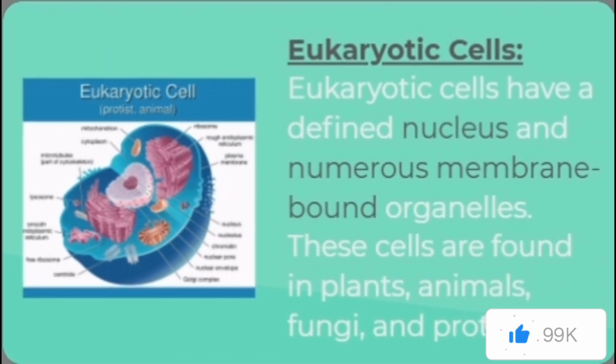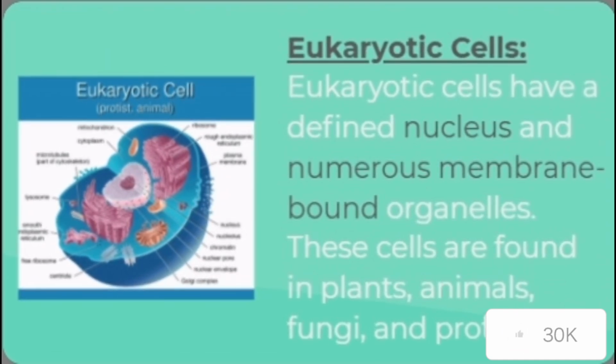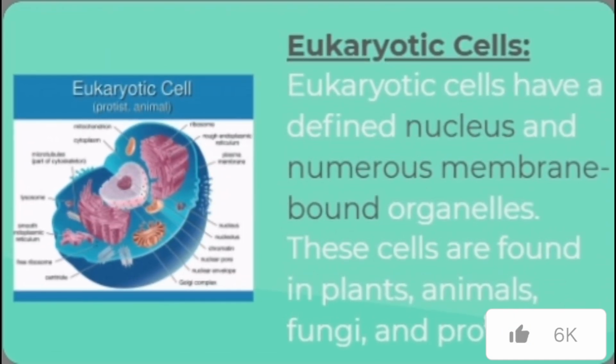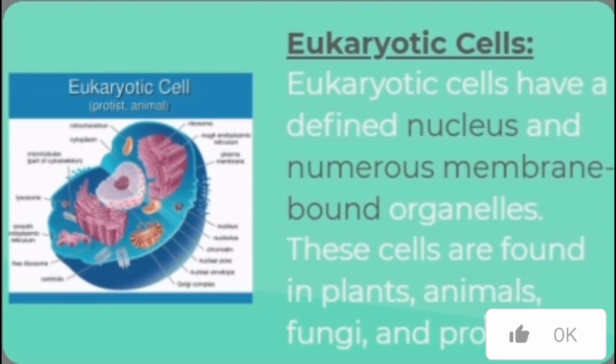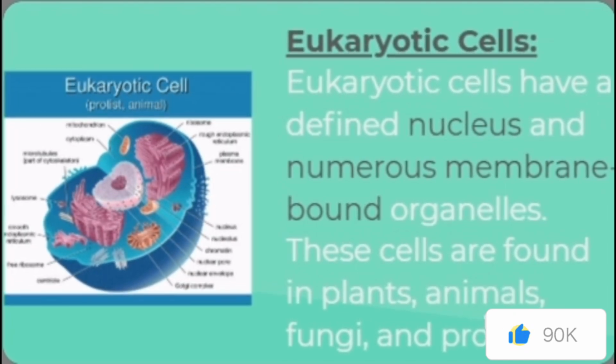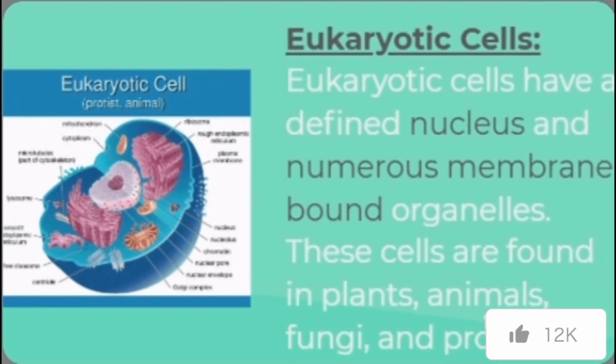Eukaryotic cells have a defined nucleus and multiple membrane-bound organelles. Found in plants, animals, fungi, and protists, these cells house genetic material in the nucleus and utilize organelles like mitochondria for energy production, the endoplasmic reticulum for protein synthesis, and the Golgi apparatus for molecule modification and transport. Larger and more complex than prokaryotic cells, eukaryotes enable specialized functions and multicellular organisms.